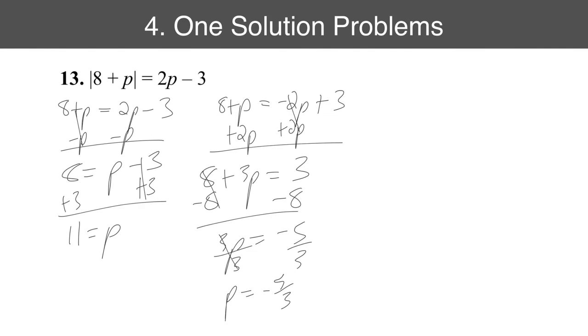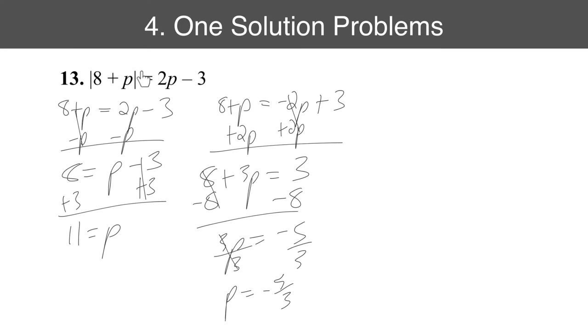Now, in a normal absolute value problem, you'd be done. That'd be your two answers. But remember, because we saw that second variable, that second p up here, we know that this might be a one solution problem. So now what we're going to do is we're going to take both of these answers and we're going to plug them back in for the p's up here at the beginning.